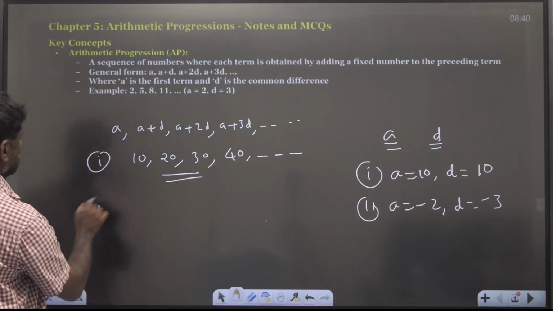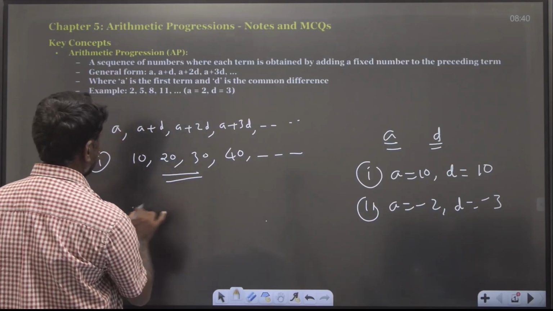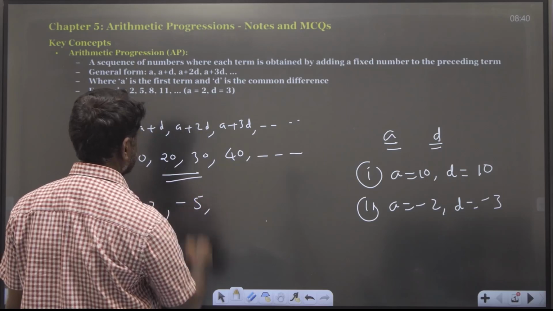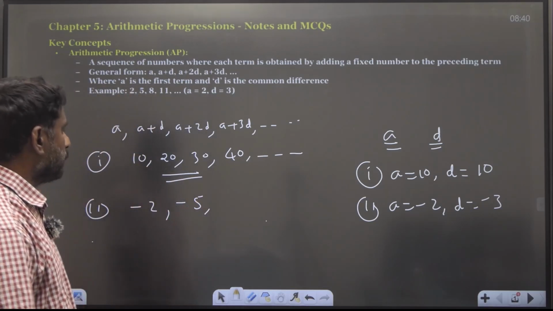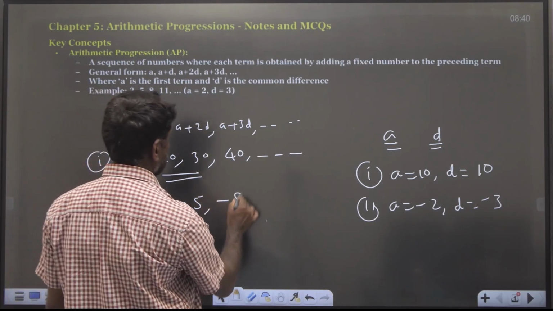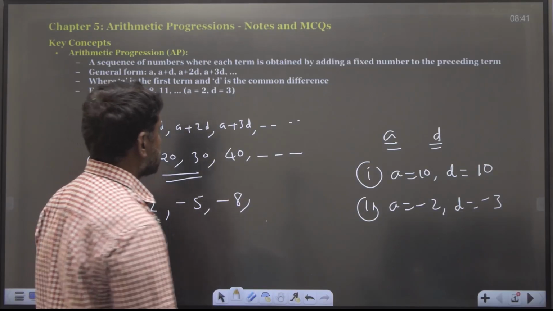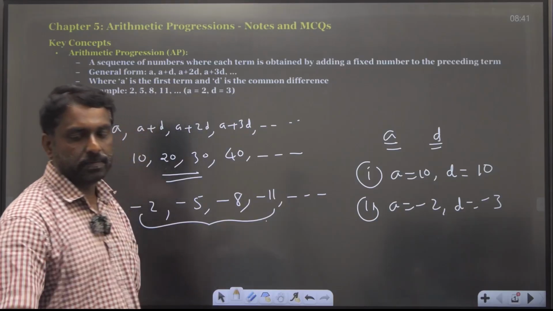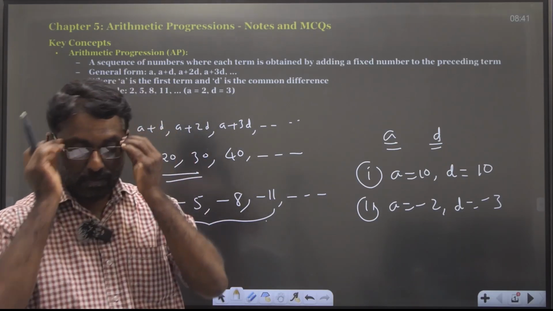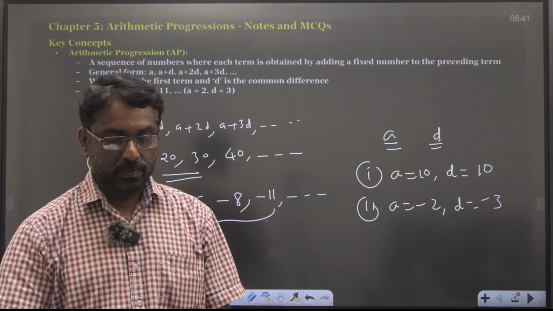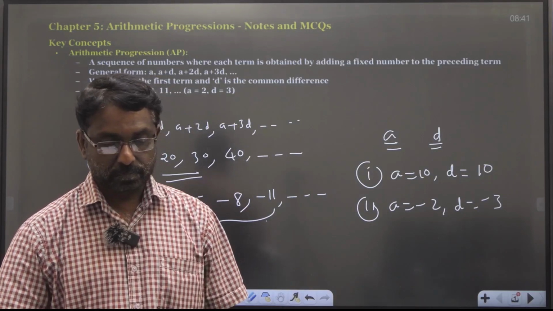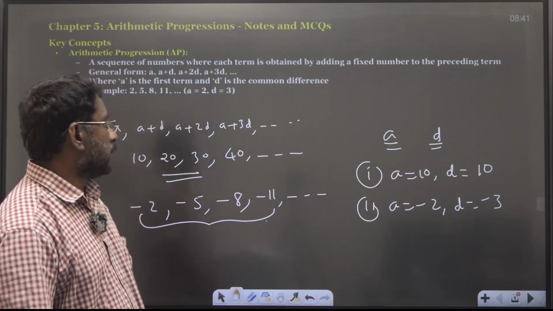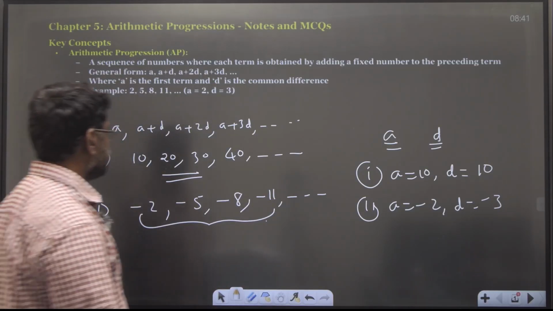For the second question, A is minus 2, comma, minus 2 plus minus 3, minus 5. Minus 5 plus minus 3, minus 8. Minus 8 plus minus 3, minus 11, etc. These are the first 4 terms. In this question, we have to find only the first 4 terms. Okay, and another question.